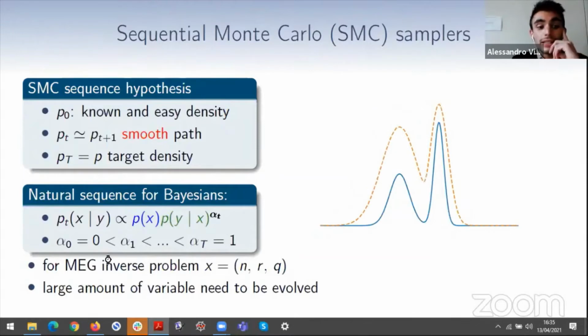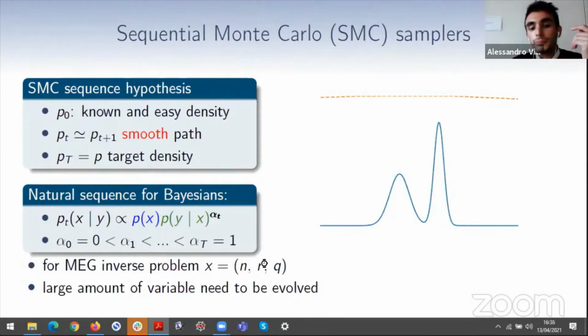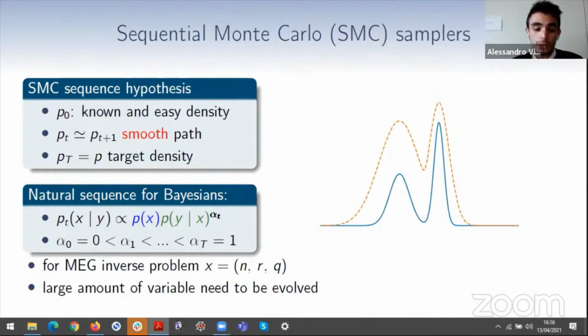We recall that in the MEG or EEG inverse problem, what we want to reconstruct are the number of dipoles, their locations, and their moments. So if we also get some data in a time interval, there are a lot of variables that at each time we need to evolve using sequential Monte Carlo samplers.